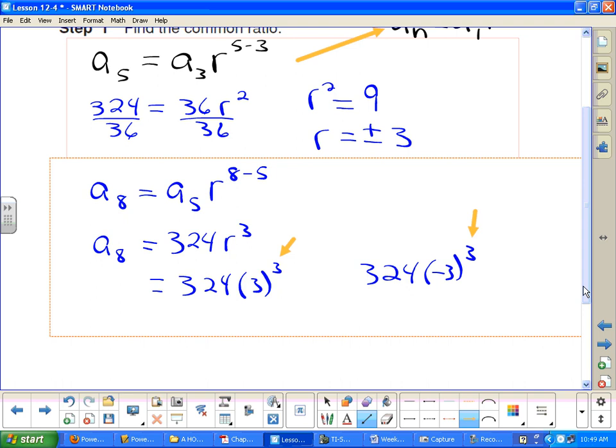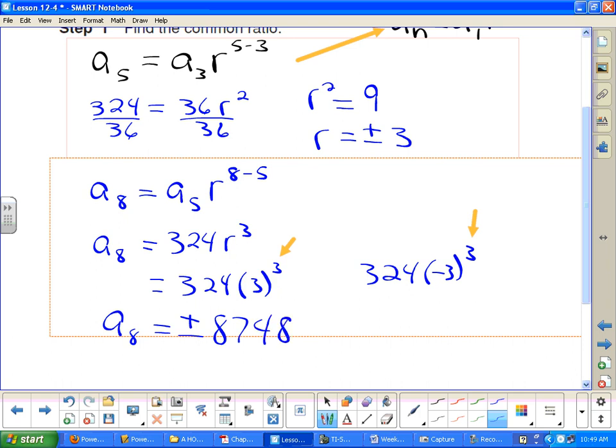So my answer is then a sub 8 equals, what's 324 times 27? So plus or minus 8,748. So you just have to remember to do plus or minus whenever the power here is odd. Whenever that power is odd, you have to do plus or minus. Okay?